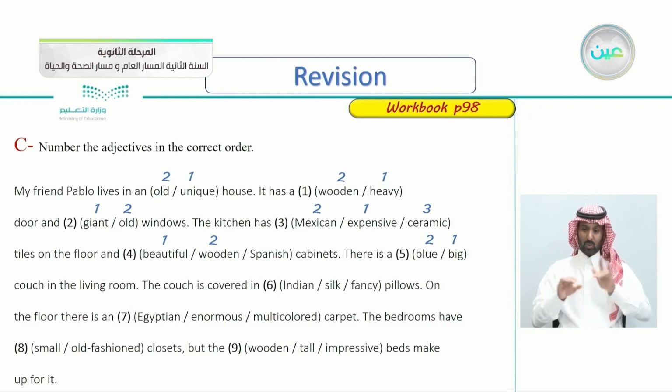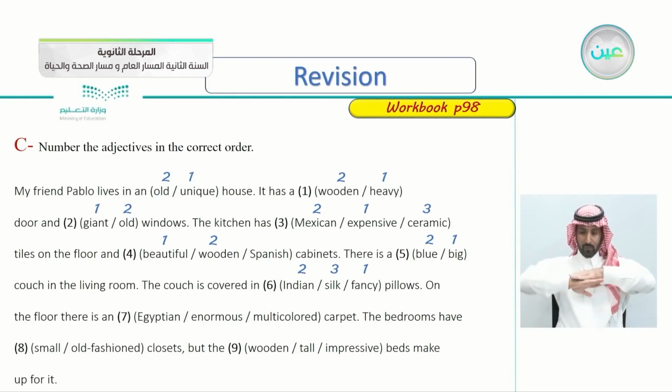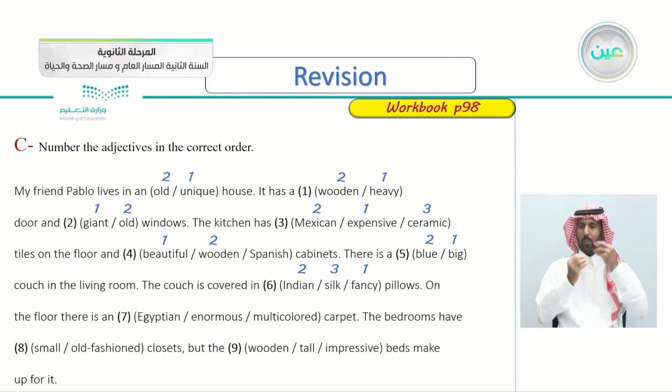The couch is covered in Indian silk fancy pillows. So Indian is a nationality, silk is a material, fancy is an opinion, and we are describing the pillows. So let's see the answer here. So we begin with an opinion, of course, covered in fancy Indian silk pillows. On the floor there is an Egyptian enormous multicolored carpet.